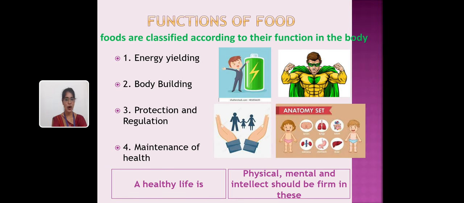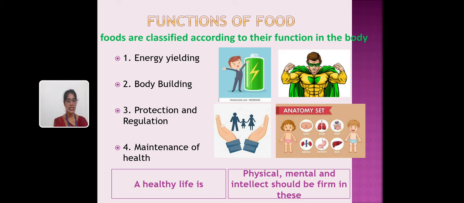Next, I'll move on to functions of food. Foods are classified according to their functions, especially the parts and organs present in the body. The first one is energy yielding. These are high in carbohydrate, fat, and protein. 1 gram of carbohydrate gives 4 kilocalories, 1 gram of protein gives 4 kilocalories, and 1 gram of fat gives 9 kilocalories.